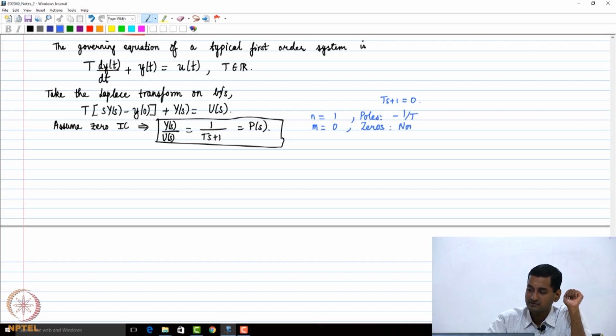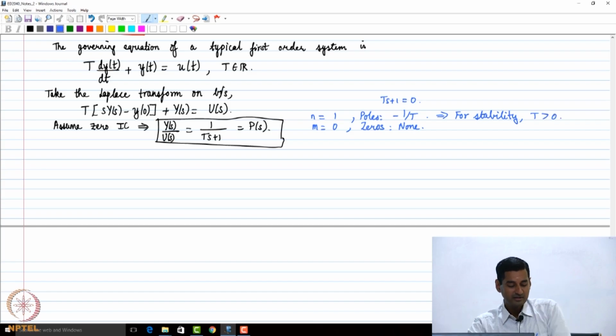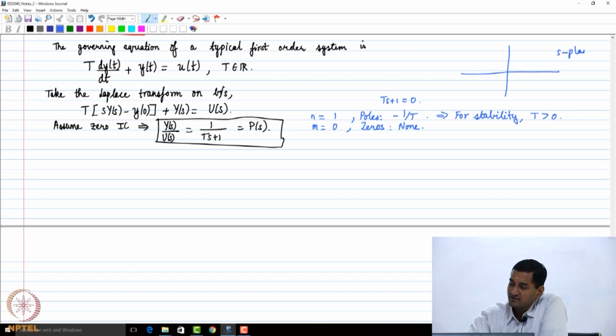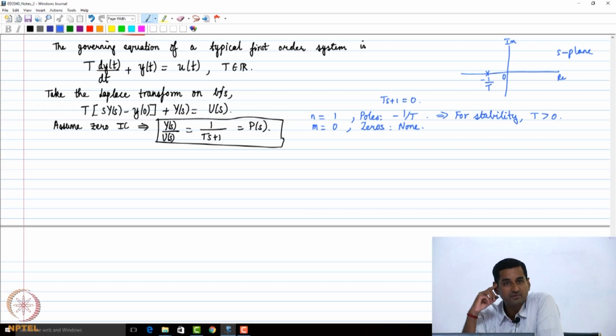there are none. So, this implies that for stability, what should happen? T must be positive. When we talk about it, we will assign a physical correlation to this capital T. You will see that stability requires that it should be positive. So we are going to have a pole at minus 1 over capital T for this particular system.